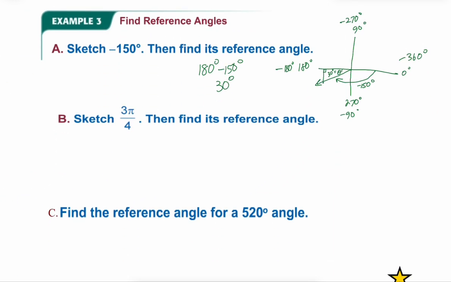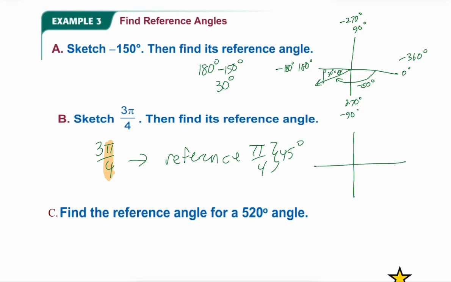3 pi over 4. What's great about this is it's a radian measure. The reference angle is going to pop up and stare us in the face. The reference has to be pi over 4. Now, what is pi over 4? Well, pi is 180. If you divide it by 2, you get 90. Divide it by 2 again, you get 45. That's 45 degrees. So 3 pi over 4 relates to 45 degrees without even drawing it, because radian measure is so useful in that respect. But let's draw it.